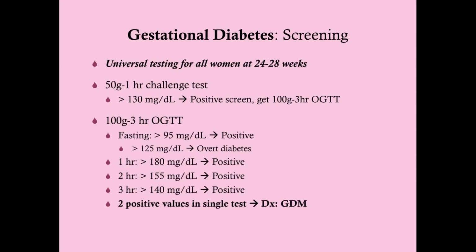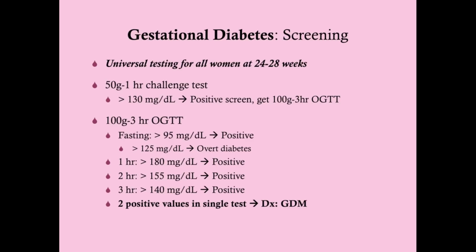She does not have to fast. She comes in, she drinks this little drink. It's kind of like a soda. It tastes really terrible, but she drinks this, and then after 1 hour, you measure her blood glucose level. If it's over 130 milligrams per deciliter, that is considered a positive screen. About 15% of women will have a positive screen. Does this mean she has gestational diabetes? No. But it does mean that we need to do further testing.